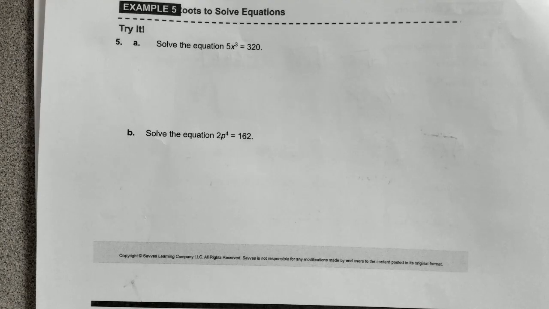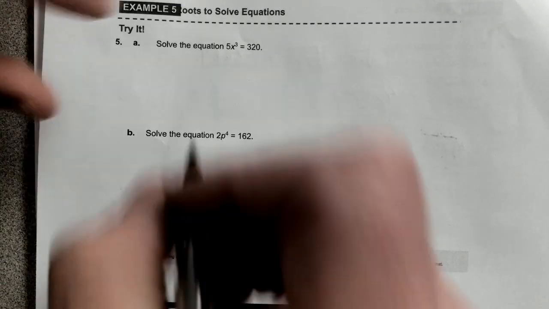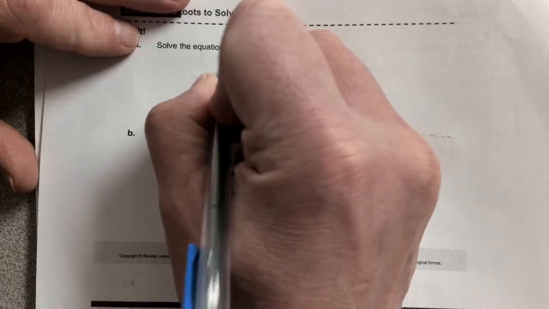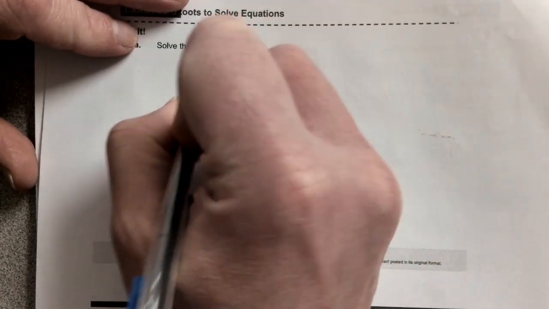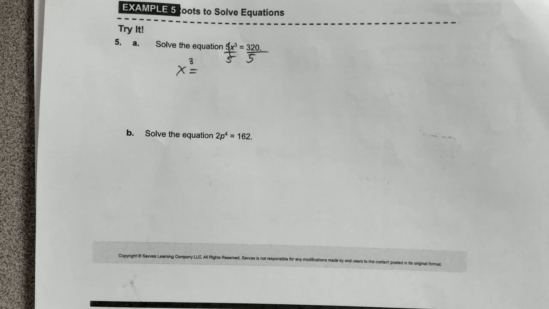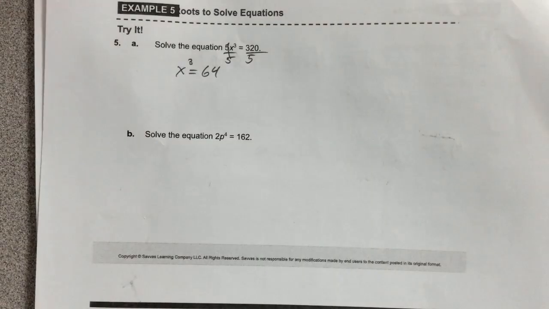Summer Bradshaw, what's your first step? Stop rushing me. Divide both sides by 5. Yeah, good job. So we're left with x cubed equals... Everybody knows 320 divided by 5. 64. Oh, okay.